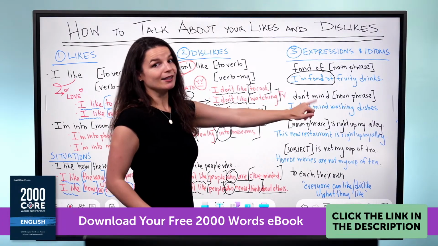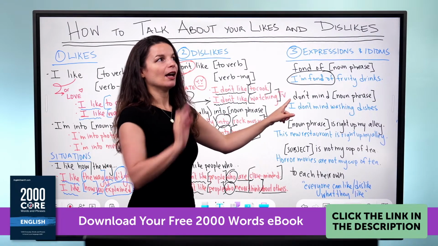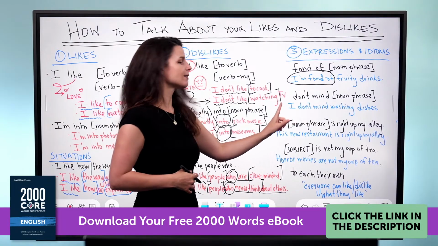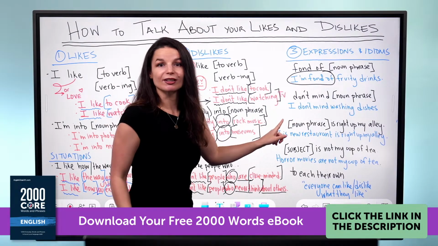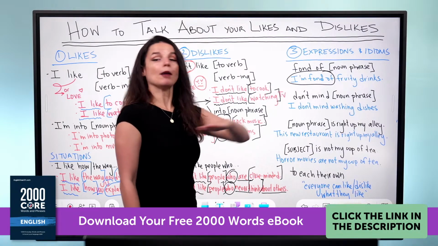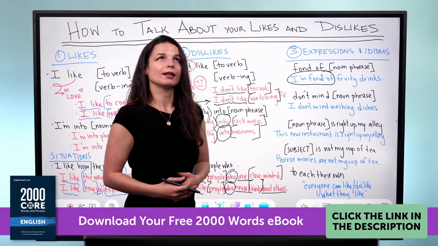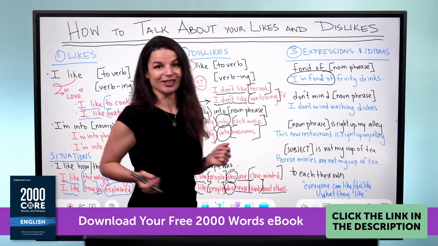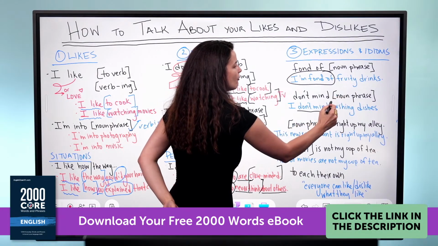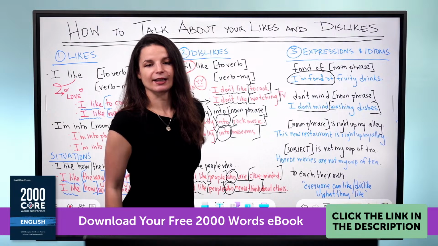Let's look at the second one. Don't mind plus noun phrase. This is a way to say the noun phrase is not bad. So I don't mind washing dishes. Like, it's not a problem for me to wash dishes. It's not bad. I don't mind sounds like I don't hate washing dishes. So again, I don't mind plus a noun phrase. Washing dishes is like one activity. We can understand it like this.